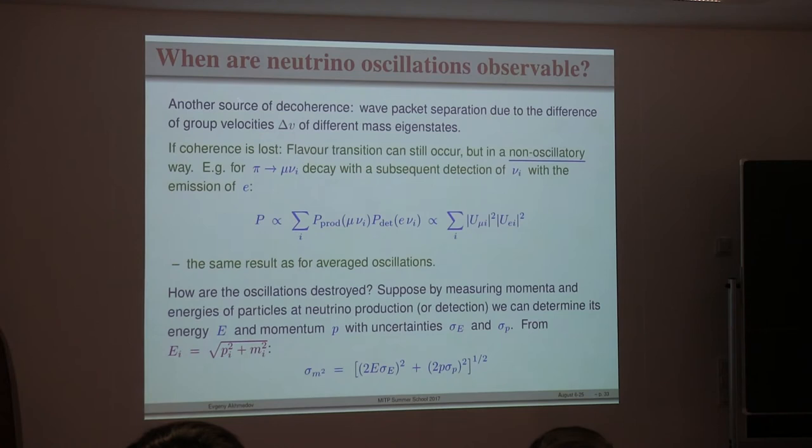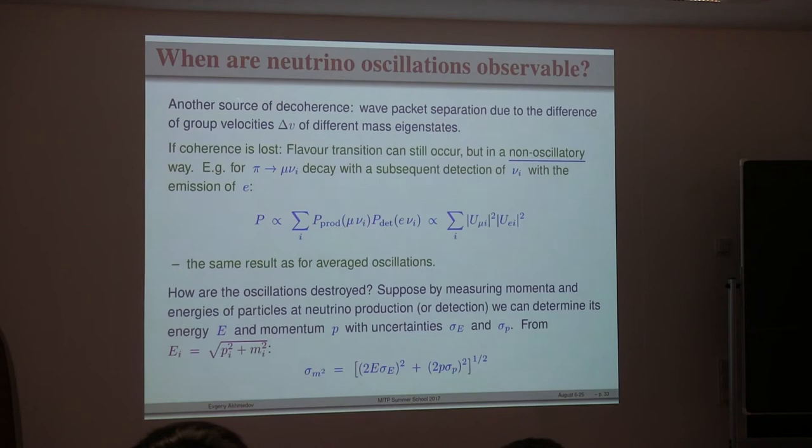Now, if we know energies and momenta of all particles, we find out the energy and momentum of the neutrino, and we know the uncertainty with which they can be measured. Now, let me just say that these uncertainties are not just the energy resolution or momentum resolution of our detector. These are ultimate uncertainties beyond which we, in principle, cannot measure the energy and momentum of neutrinos. And they are related to the localization of the neutrino production process.